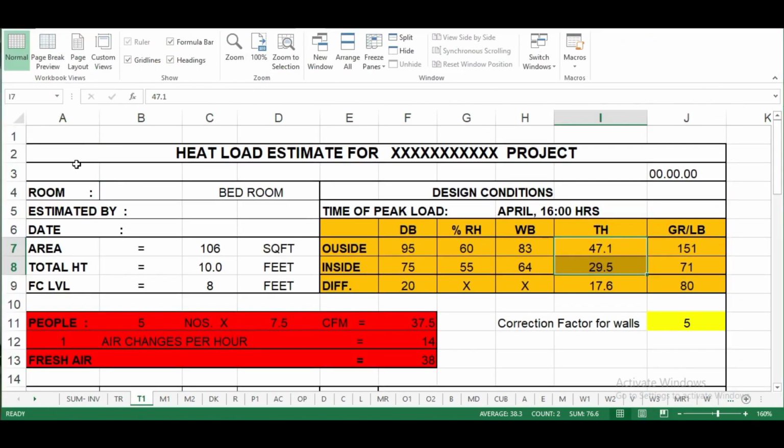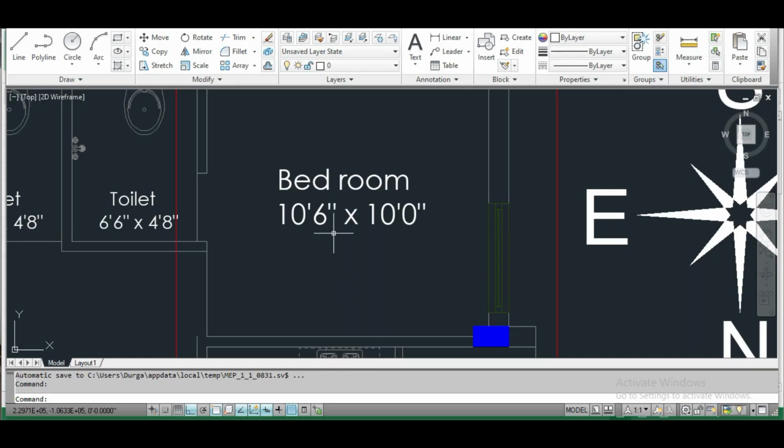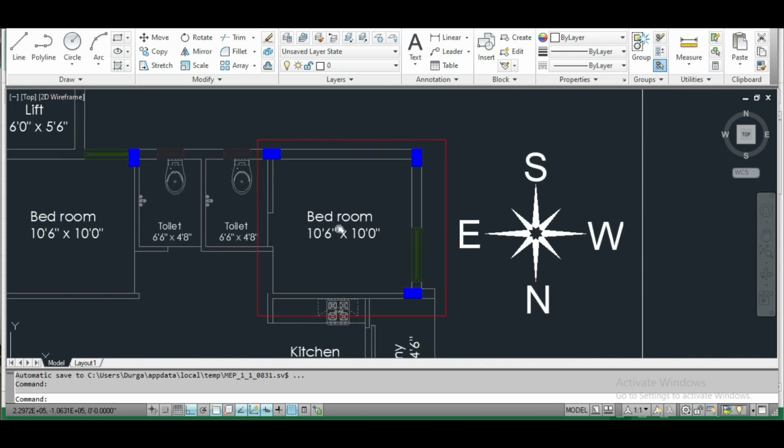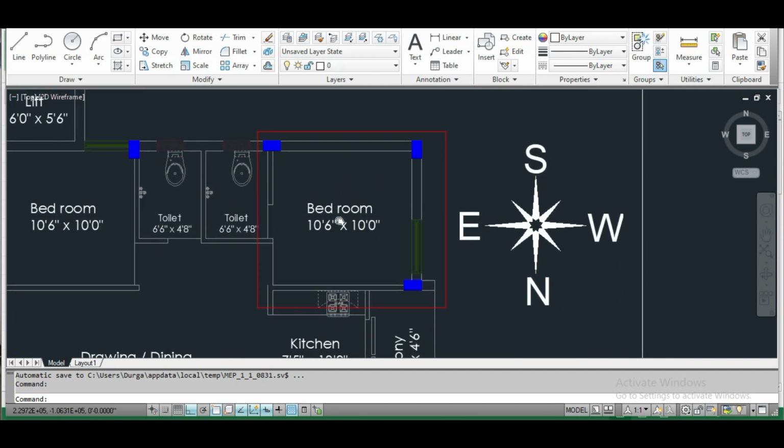So this is a tutorial session. Here we will learn how to calculate the heat load sheet. And in this session we will learn through practical demonstration through AutoCAD how to select some parameters to know what the output value will be for our project.